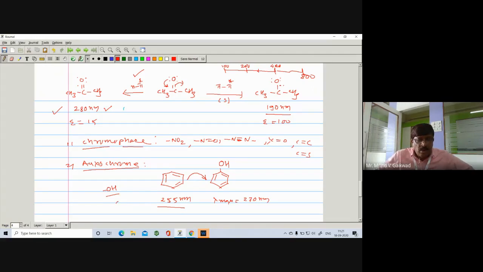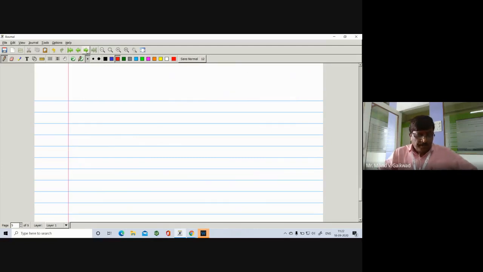Another example, OCH3, methoxy group. Here, if you put the methoxy group, it is called anisole, and it appears at 269 nanometer, means more than 255. So they are called exochrome.